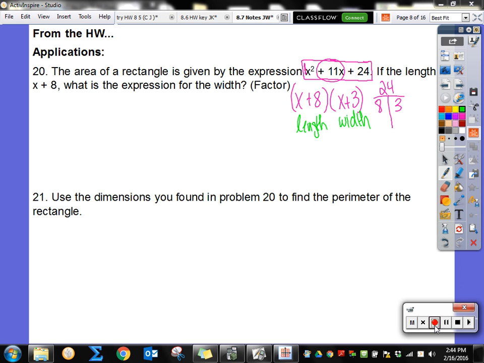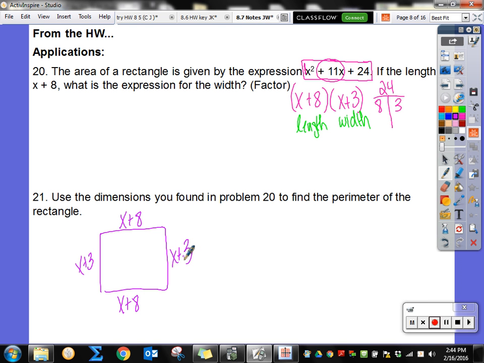Number 21 says use the dimensions you found in problem 20 to find the perimeter of the rectangle. How would you guys find the perimeter? What do you think about when you hear perimeter? You think of adding up all the sides. So you may want to draw a picture. You could put x plus 8, x plus 8, and then x plus 3, x plus 3. Then you have to add all of those up.